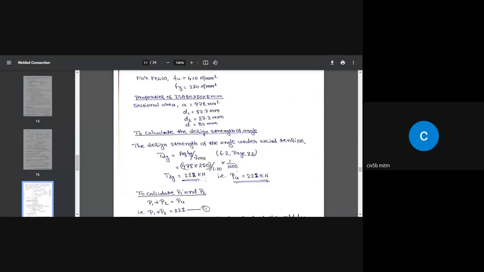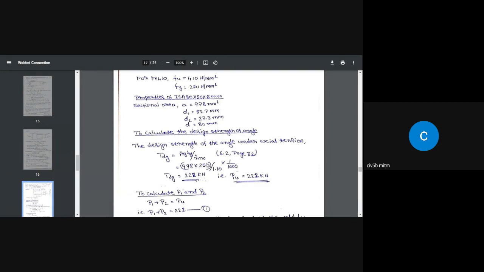In the second column, it says design strength due to yielding of cross section. That's what we need to consider. So TDG equal to AG Fy divided by gamma MO. Are you there? In this case, we need to substitute the values. AG is the gross area of cross section of the angle, that is 978 millimeter square, which I got from here, small a equal to 978. That's what I'm using here.